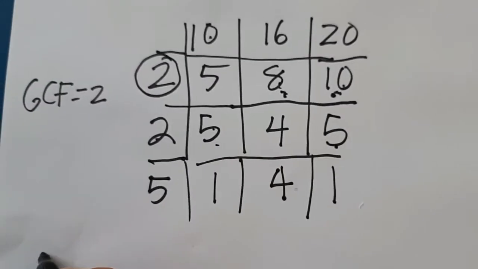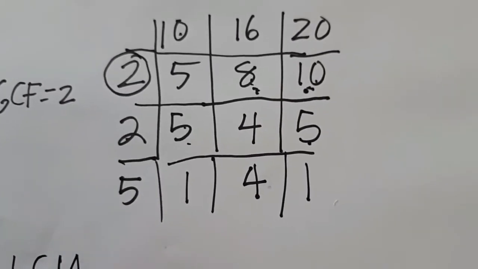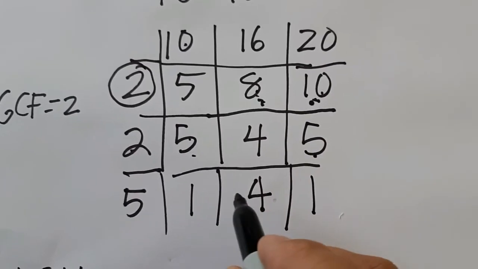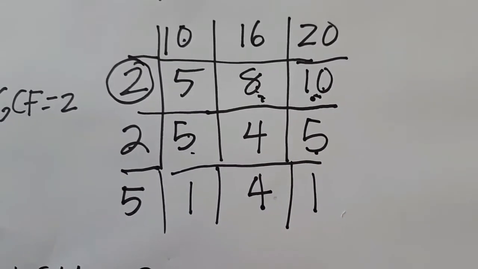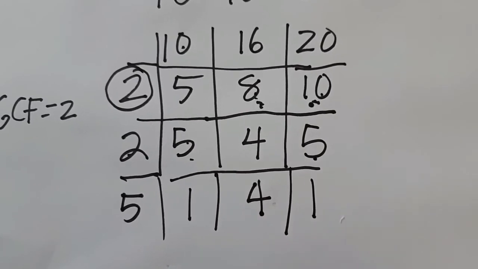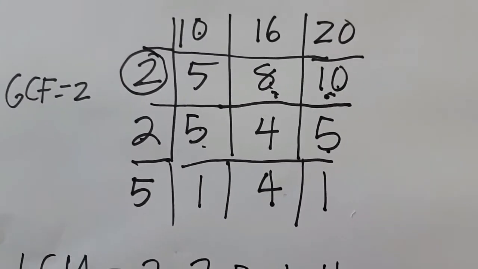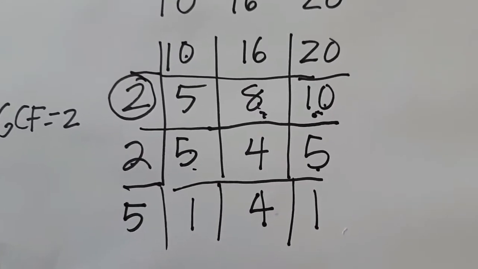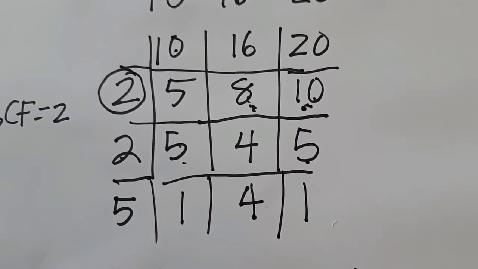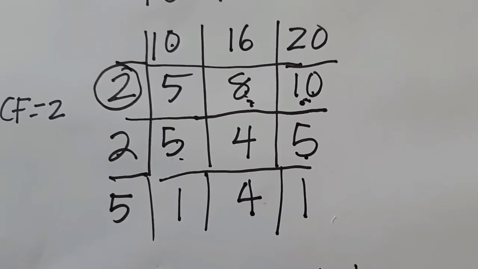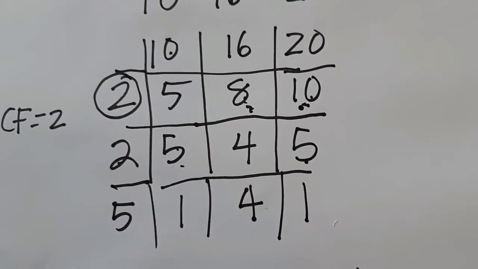So your LCM is simply the product of 2, 2, 5, 1, 4, and 1. We're going to collect them all together and take the product of all these numbers. See what happens? 4 times 5 is 20. Times 4 would be 80. Multiplying a number by 1 does not affect the value.